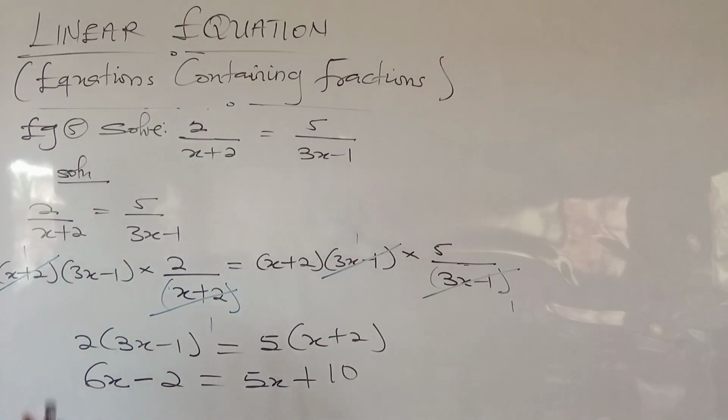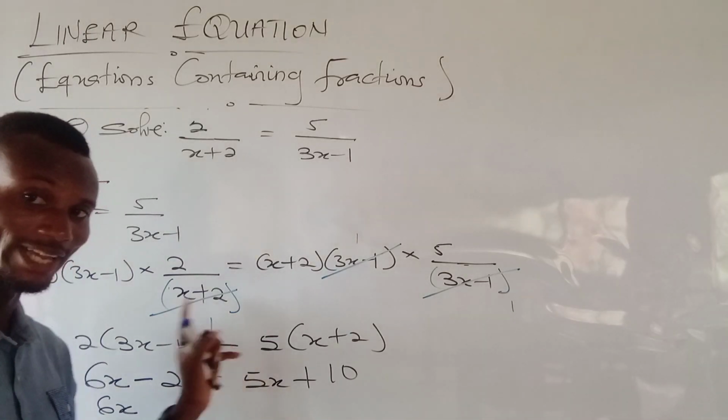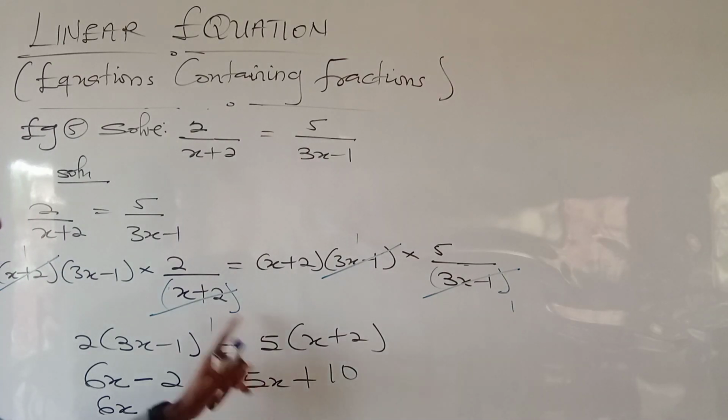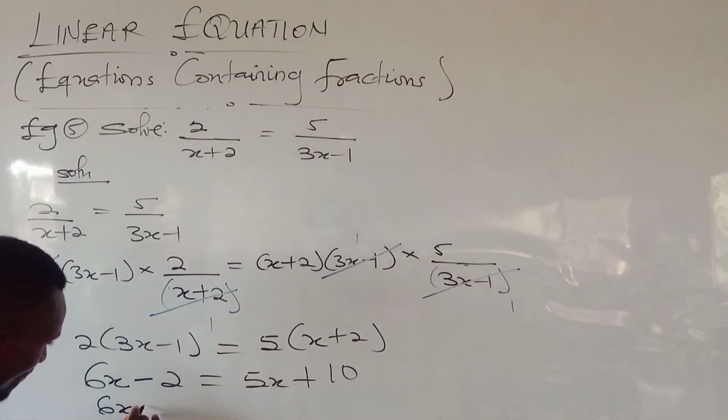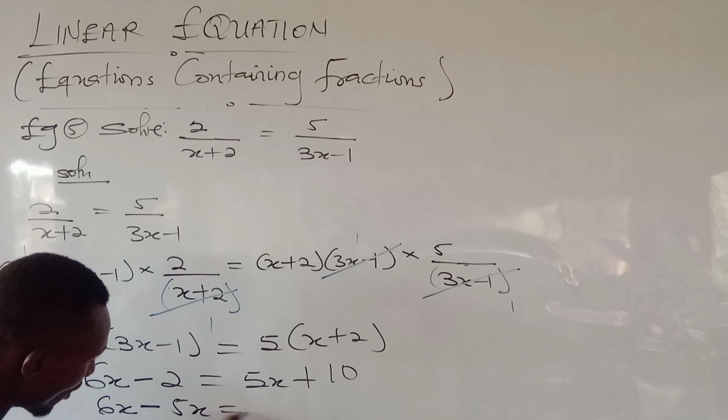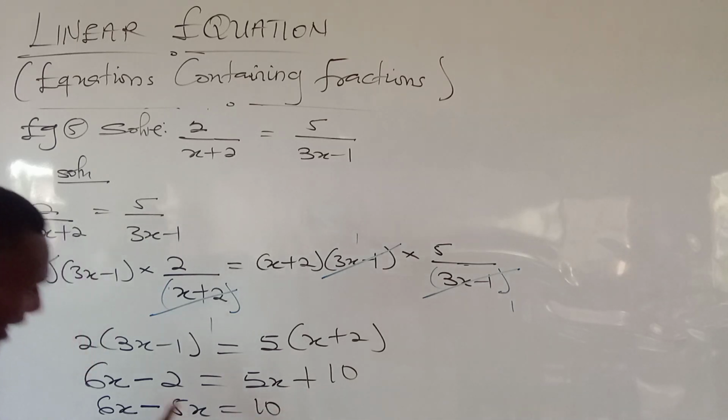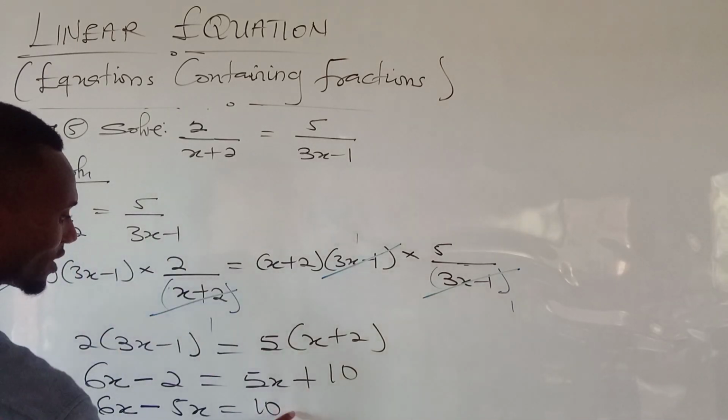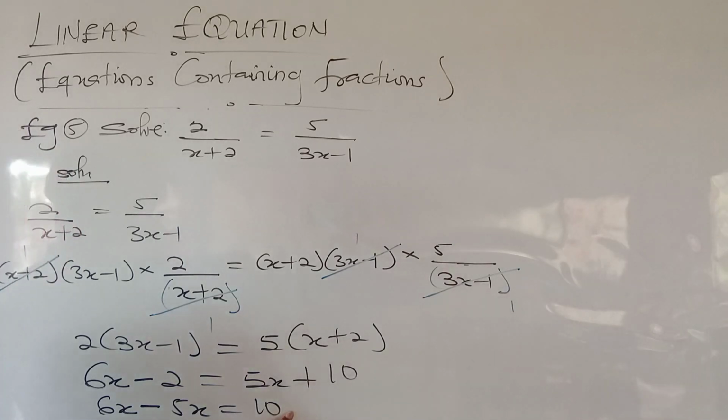Now from here we just need to group like terms. So when I write my 6s here, what can join the 6s is the 5s, but the 5s will cross the equal sign. When you cross the equal sign, it becomes negative, so minus 5s equals to, my 10 is there, then this minus 2 will also cross the equal sign and go and join the 10 which is there.